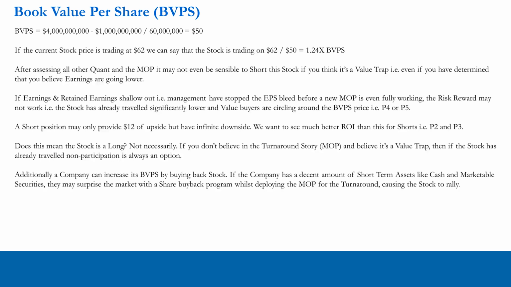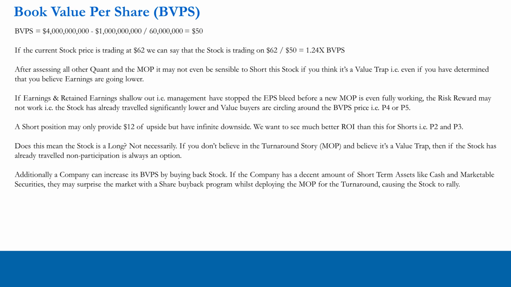So the stock may have traveled significantly lower and value buyers could be circling around at the level of the book value per share price. So this would indicate that we're probably in a phase 4 or phase 5 scenario. And this is exactly why we avoid shorting these situations.